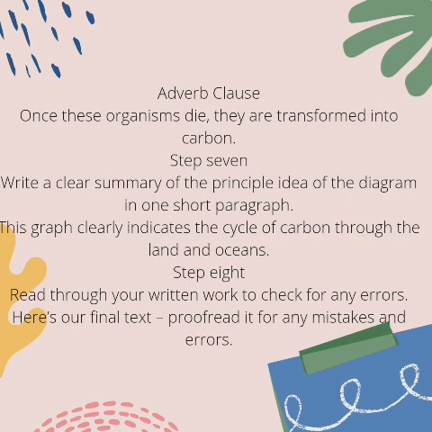Step 7. Write a clear summary of the principal idea of the diagram in one short paragraph. This graph clearly indicates the cycle of carbon through the land and ocean. Step 8. Read through your written work to check for any errors. Here's our final text. Proofread it for any mistakes and errors.